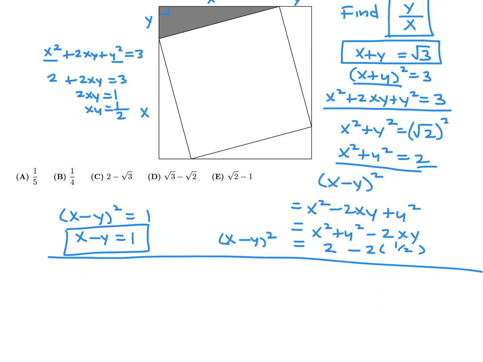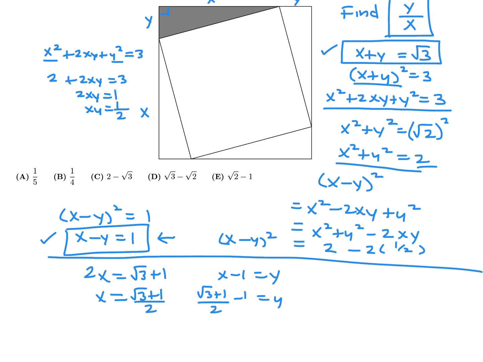All right, so if I take this equation, that equation, and I add them, I will get 2x is equal to root 3 plus 1. And therefore x is root 3 plus 1 over 2. All right. And then any of these you can use if you want. Doesn't really matter. I'll just use this one. That would be that x minus 1 is equal to y. So if you sub that in, we'll get root 3 plus 1 over 2 minus 1. And therefore y, if you do that math, will be root 3 minus 1 over 2.